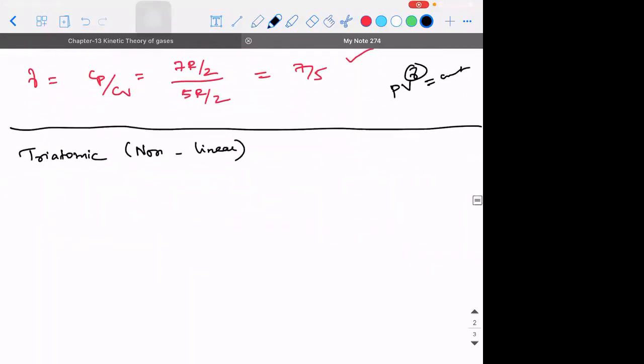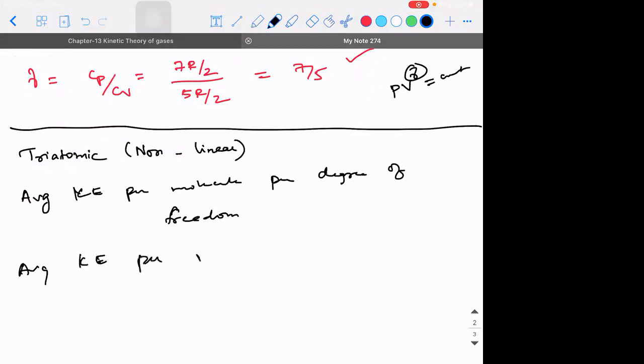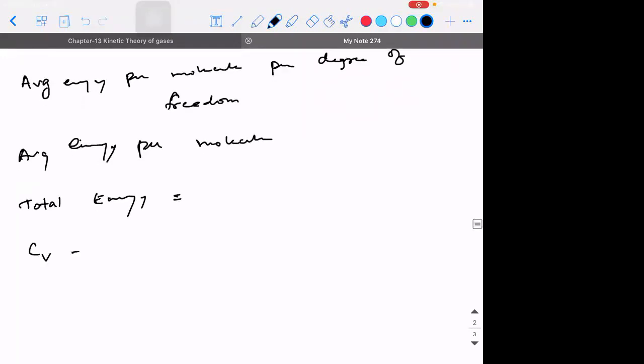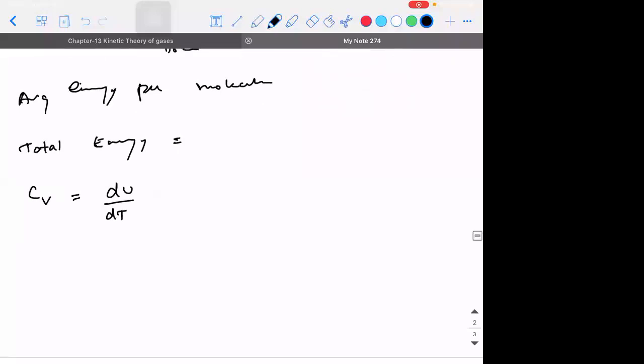Now are you guys ready for triatomic nonlinear? I'll ask you questions. So what is the first step? Average kinetic energy per molecule per degree of freedom. That is nothing but equipartition of energy. Next, average kinetic energy per molecule. Next, total energy. I'll not use the word kinetic energy, I'll call it average energy. Total energy is this. Cv is equal to du by dt. Cp is equal to Cv plus R. Gamma is equal to Cp by Cv.